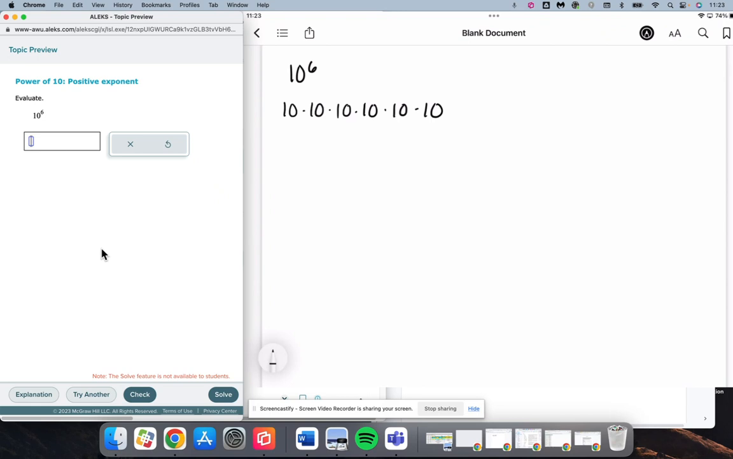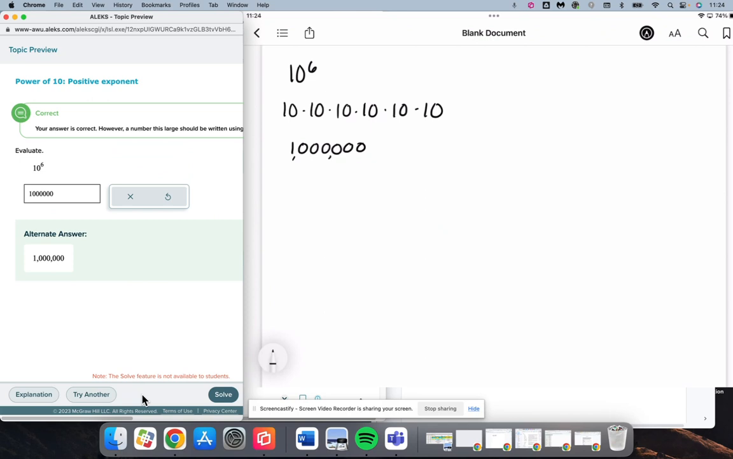We could do the kind of long multiplication sort of thing with it repeatedly. But it's important to understand that when you have a number like 10 to an exponent, there's a shortcut. We basically just need to say, okay, we need to put that number of zeros after the 1. And so in the case of this one, we would have a 1 with 6 zeros after it. So that's going to be equivalent to 1 million.